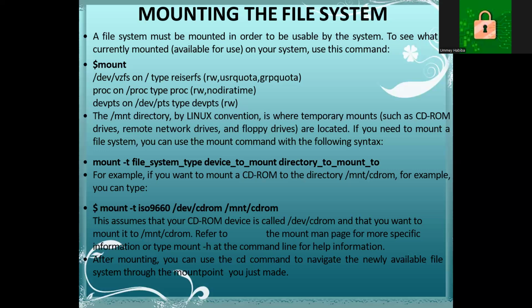Different types of file systems such as ext4, VFAT, NTFS, and others can be mounted in Linux. Sometimes the file system type must be specified using the -t option. For example, mount -t ext4 /dev/sda /mnt.